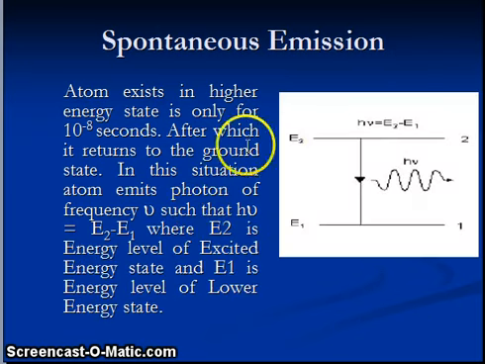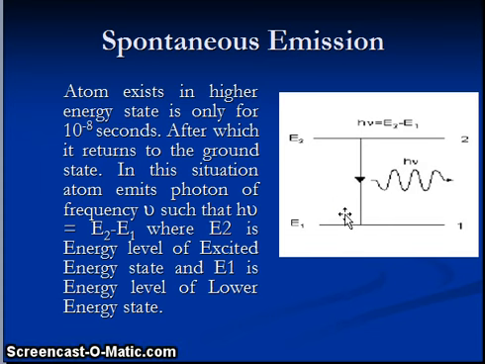What is spontaneous emission? An atom exists in the higher energy state, or excited state, only for 10 to the power minus 8 seconds. After that, the atom returns to the ground state, that is E1. In this situation, the atom emits a photon of frequency nu such that h nu, the energy of this photon, is equal to the energy difference between excited state and ground state. h nu is equal to E2 minus E1, where E2 is the energy level of the excited state and E1 is the energy level of the ground state. So this is spontaneous emission.